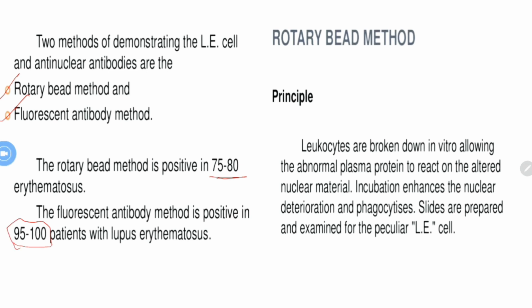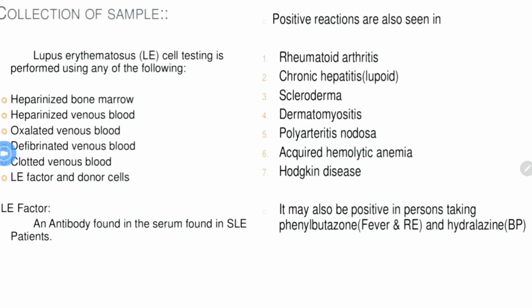In the rotary bead method, the principle is that the leukocytes are broken down in vitro, allowing the abnormal plasma proteins to react with altered nuclear material. The incubation period enhances the nuclear deterioration and phagocytosis. Slides are prepared and examined for the characteristic Lupus Erythematosus cell.